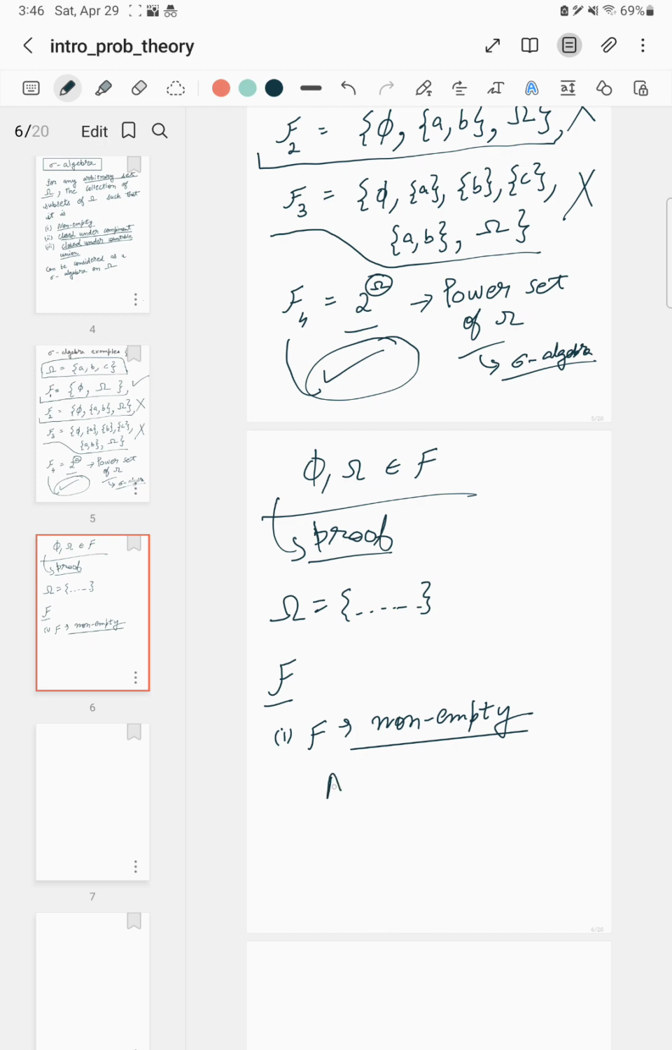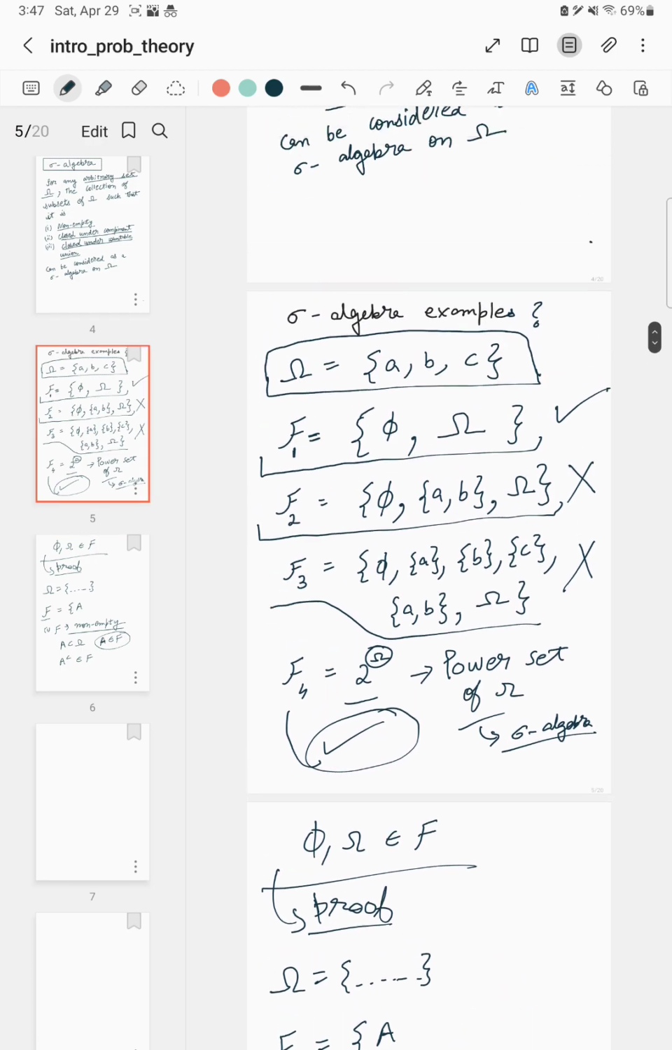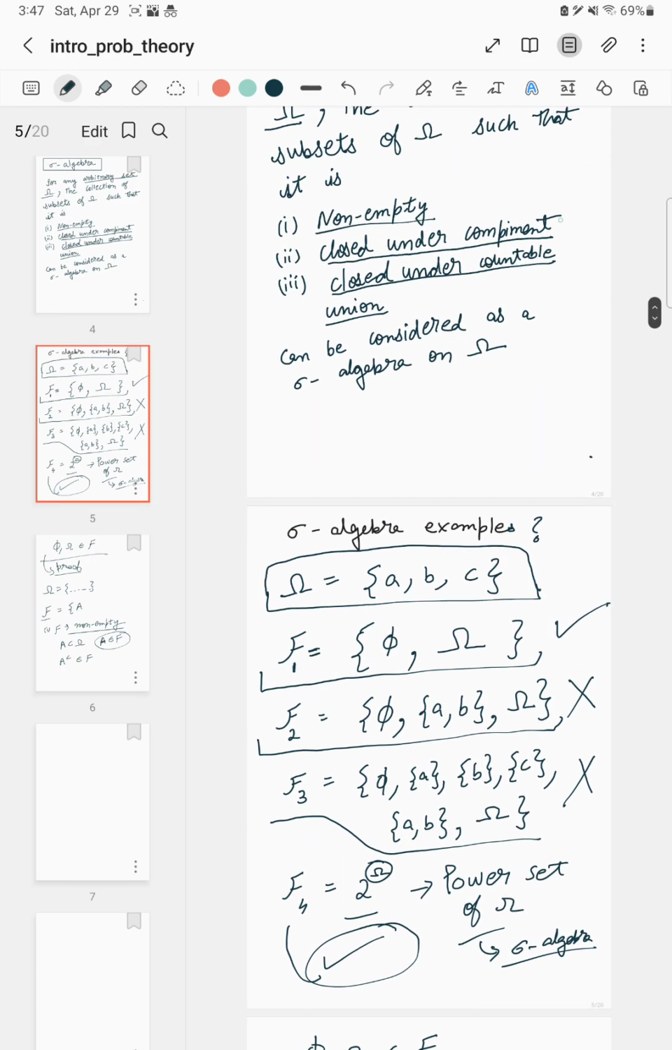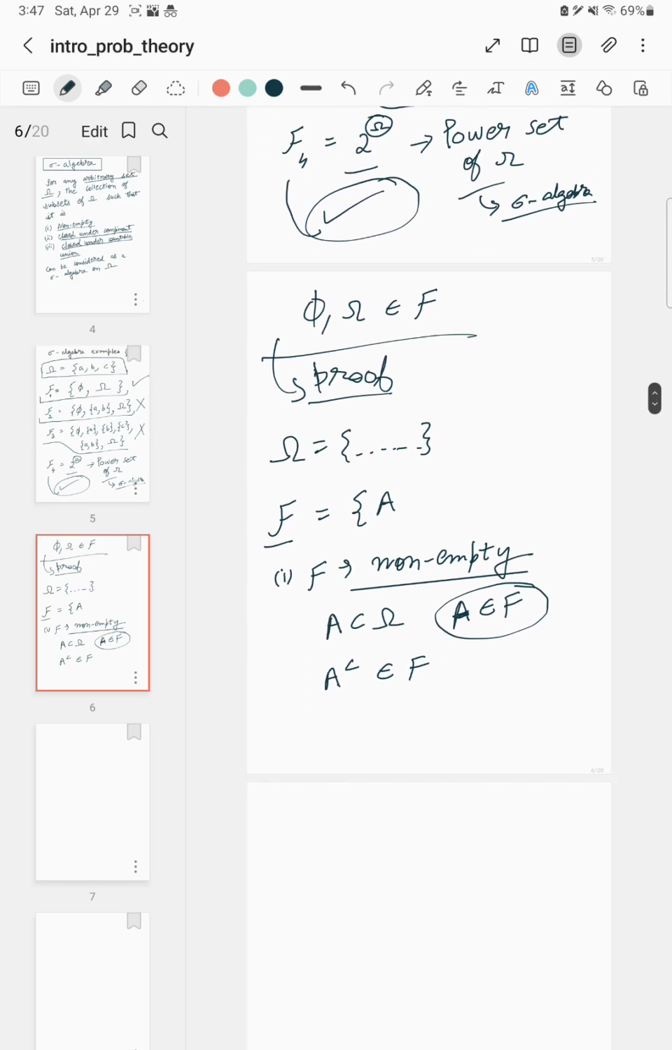It can be a null set, it can be any subset. So let's say A is a subset of omega, and let's say A belongs to F. Now if A is present in the set F, then A complement should also be present in F, as according to the second property, it is closed under complement, so the complement of A should also be present in F.